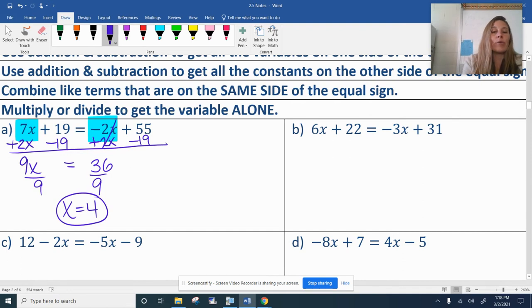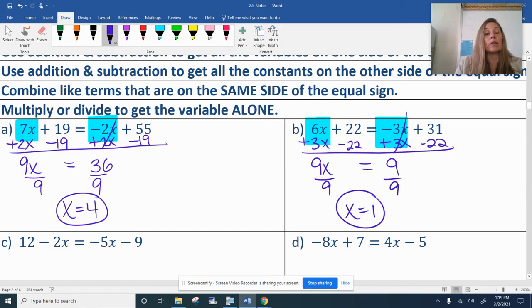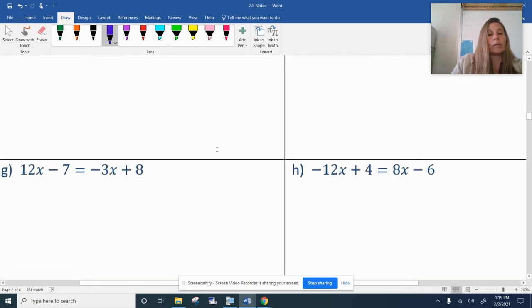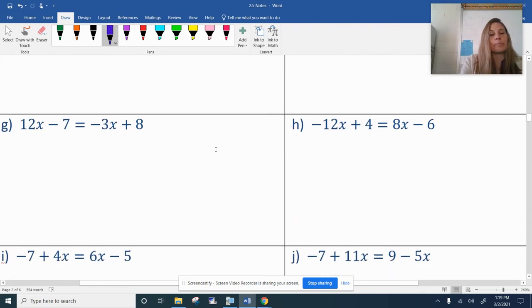Okay, so taking a look at example B then, we have an x on the left and the right. Now, if you look at these two, the negative 3x is smaller, so that's my preferred term to move over to the other side. So since my x is moved to the left, I'm going to move my 22, which is my constant, to the right. Then I finish up by dividing, getting my x alone, and I end up with x equals 1. All right, so I'm going to skip down a couple problems. So I'm going to skip down to G and H here.